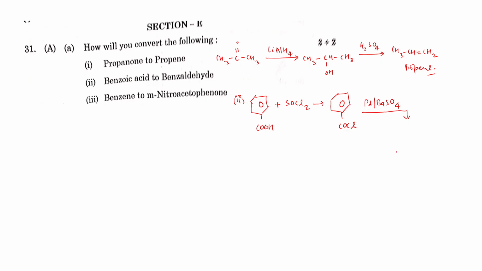With Rosenmund, we have discussed this Rosenmund name reaction. So COCl, meaning benzoyl chloride, gets converted to benzaldehyde. This is Rosenmund. So here you can also mention that it is Rosenmund.